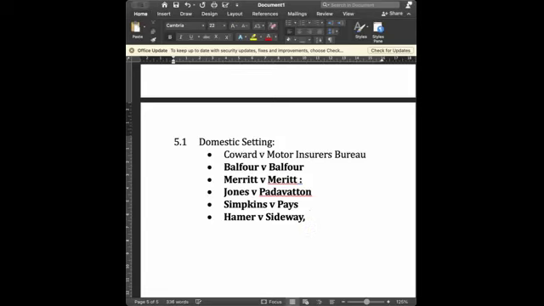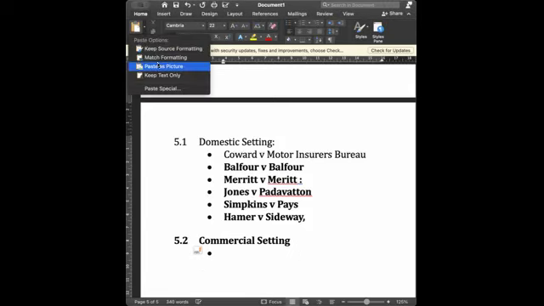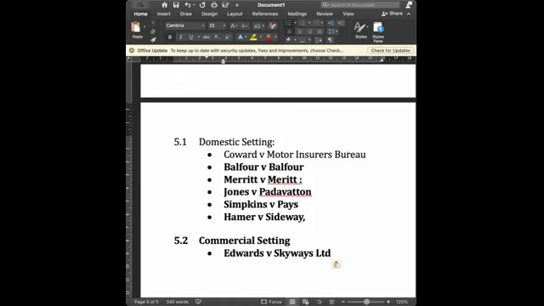What about if the agreement is one concluded in a commercial setting? What is the presumption that applies in that particular case? If it's a commercial setting, the presumption is that there was an intention to create legal relations. And what case would you use to support that particular point? The case of Edwards versus Skyways Limited. So as for this topic, you can summarize everything in just about 2 or 3 sentences. One, that once we have agreed that there is no intention to create legal relations, the court will say that there was no intention to create legal relations.